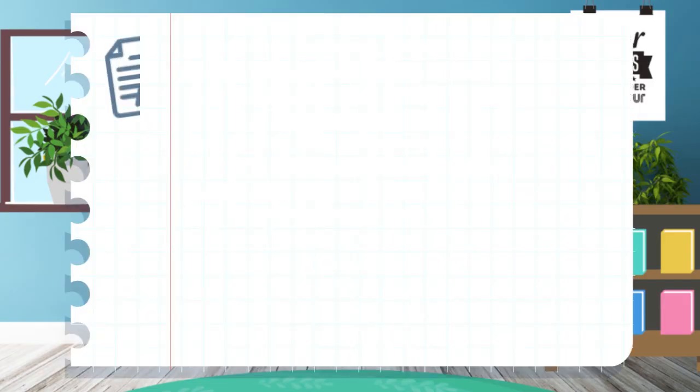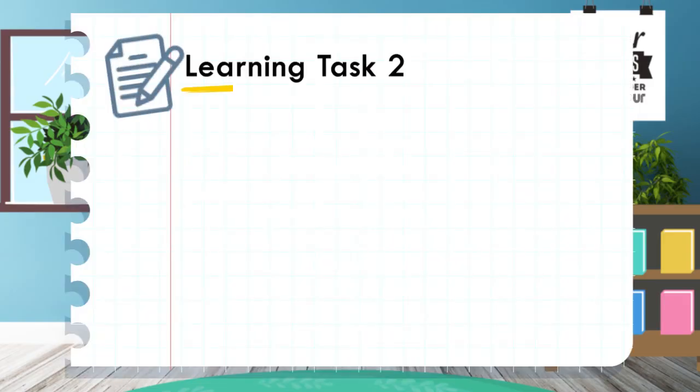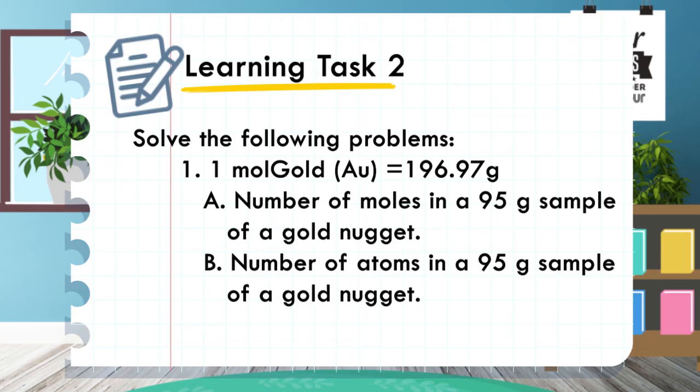It's time to check your knowledge. Solve the following question. Number 1. If 1 mole of gold is equivalent to 196.97 grams, calculate the following. A. Number of moles in a 95-gram sample of a gold nugget. B. Number of atoms in a 95-gram sample of a gold nugget.